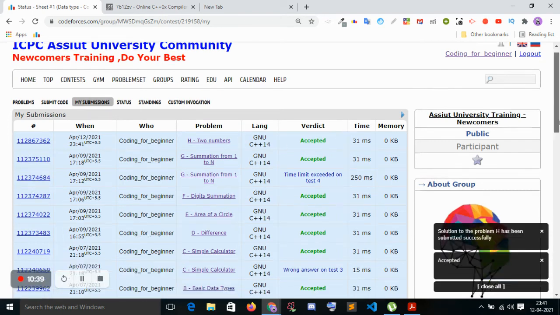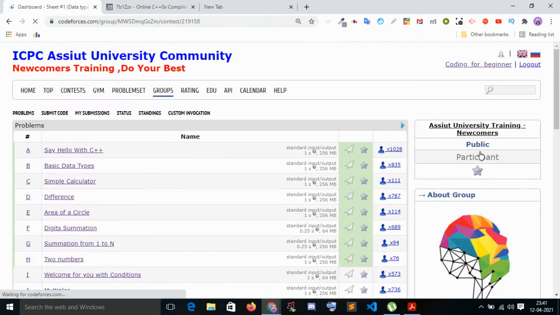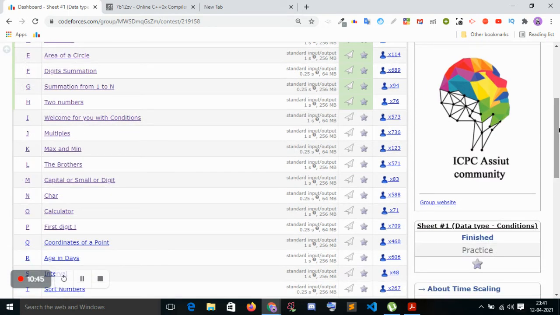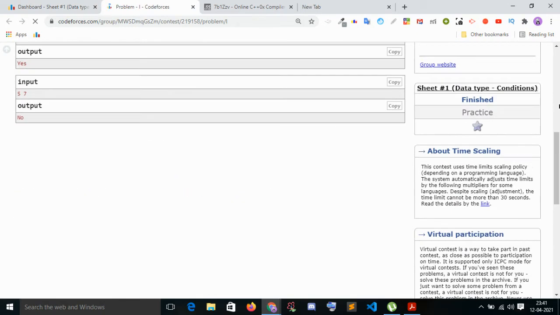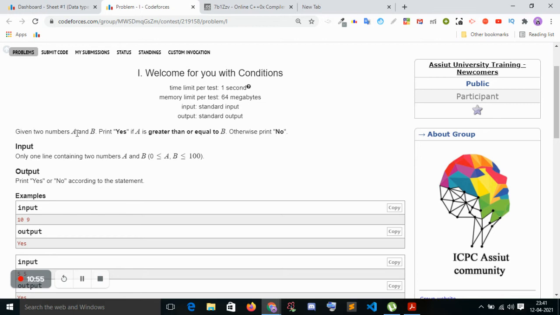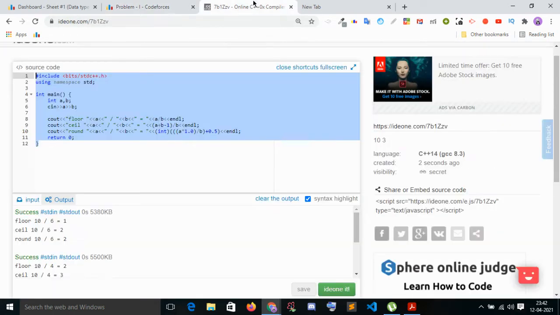Let's try to solve another problem. Okay, so we have solved H. Let's try another. So the problem is that given two numbers A and B, print yes if A is greater than or equal to B, otherwise no. It is very easy. Okay, so let's try the submissions.